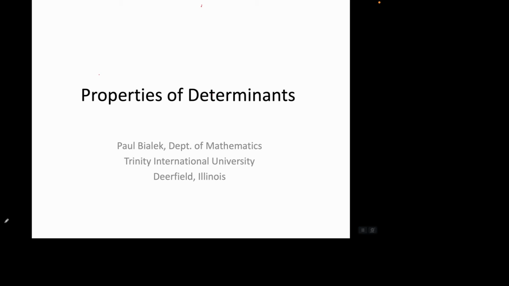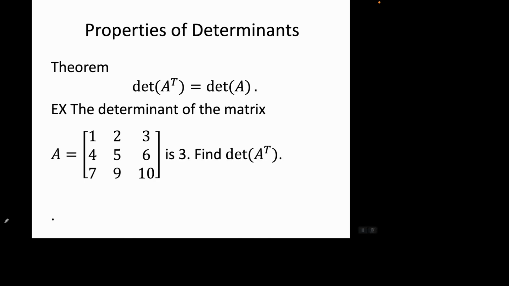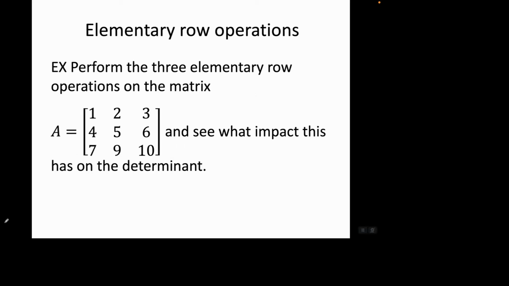Let's talk about properties of determinants. The determinant of A transpose equals the determinant of A. For example, the determinant of the matrix A, 1, 2, 3, 4, 5, 6, 7, 9, 10, is 3. Find the determinant of A transpose. Well, the determinant of A transpose is just going to be 3 by the theorem we saw above.